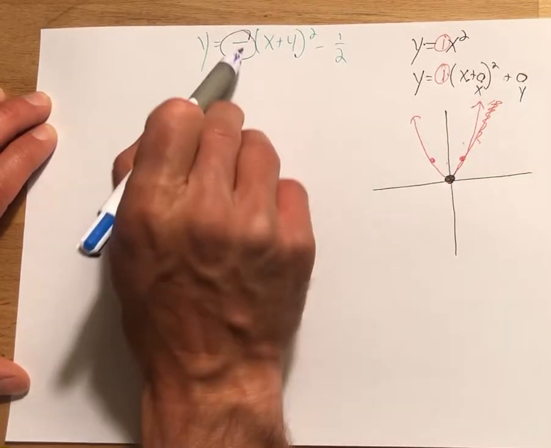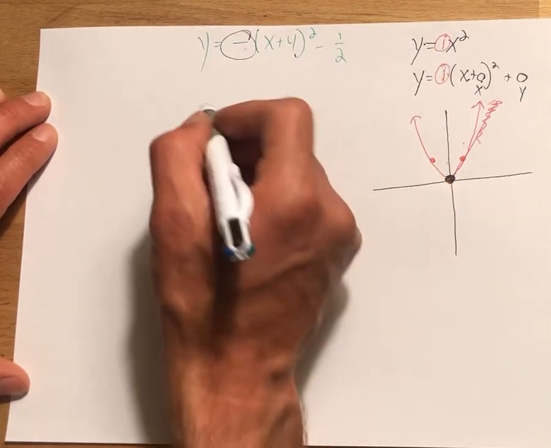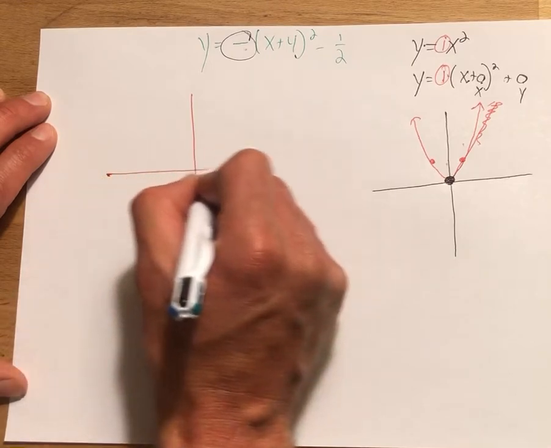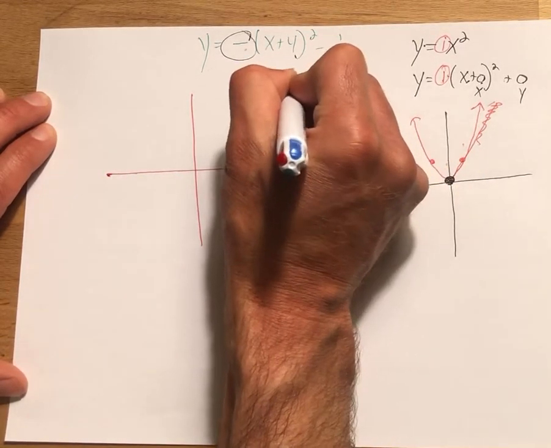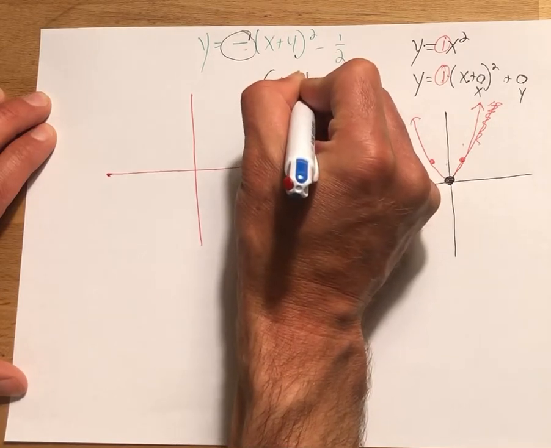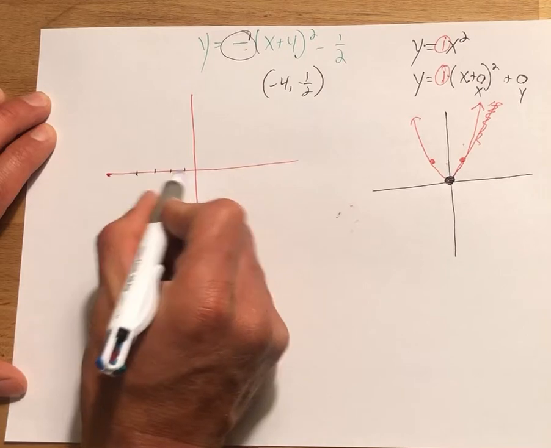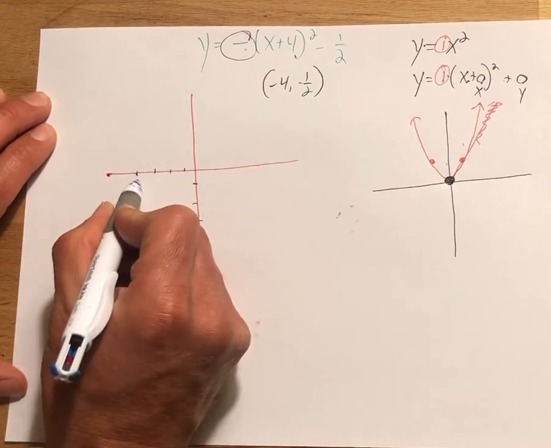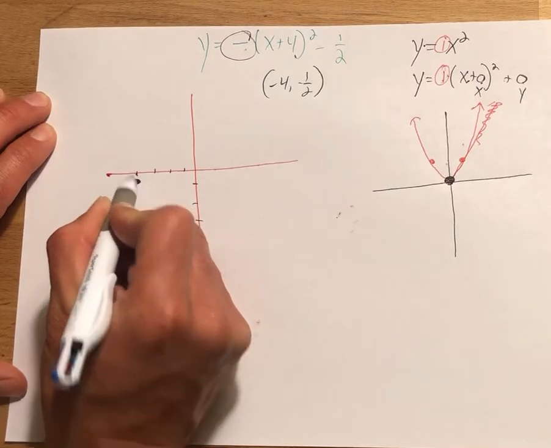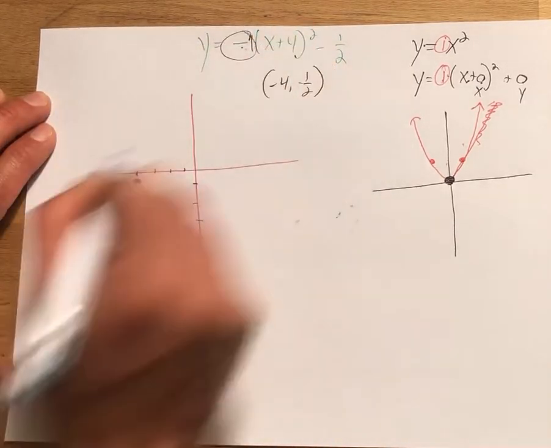Okay, now see this negative? We're going to keep this concept in mind because I'm going to graph this now. First off, my vertex is negative 4, negative 1/2. So that means I'm going to go 1, 2, 3, 4, negative 4, and negative 1/2, so down halfway. Now my shape is a negative. There's actually an invisible 1 there, negative 1.